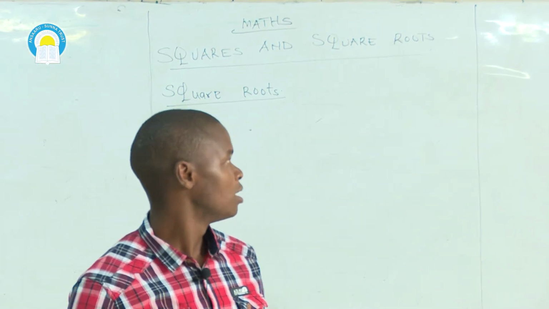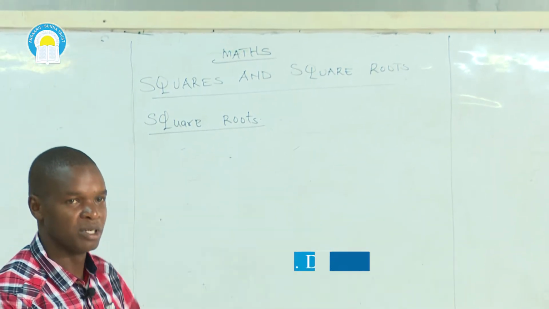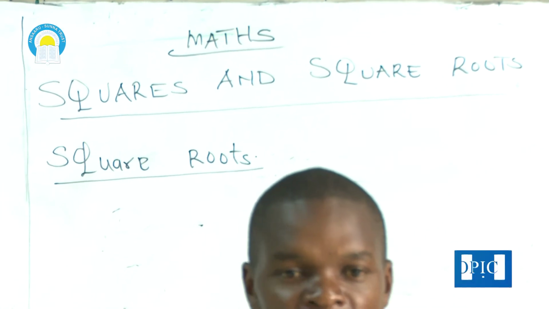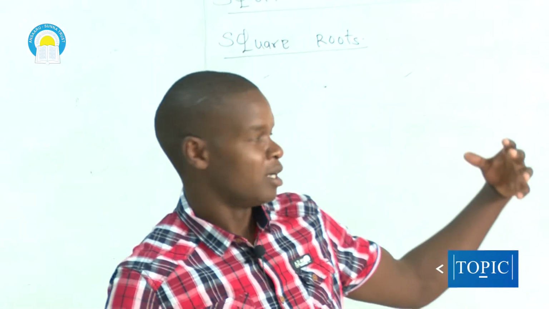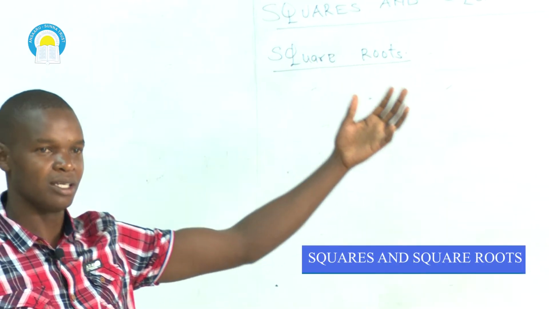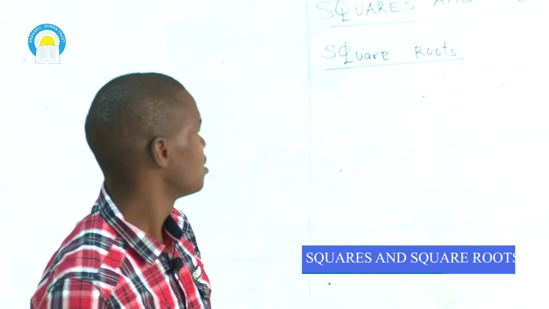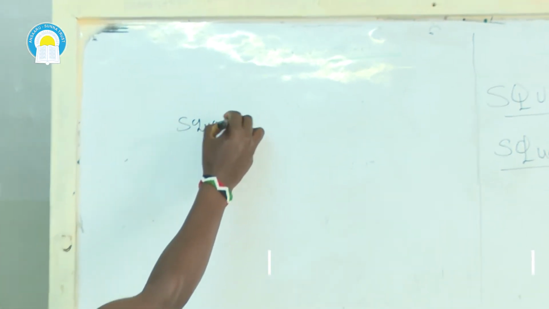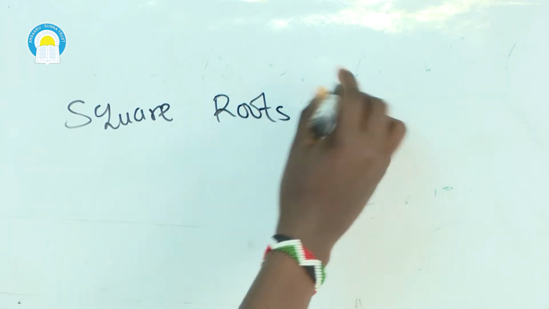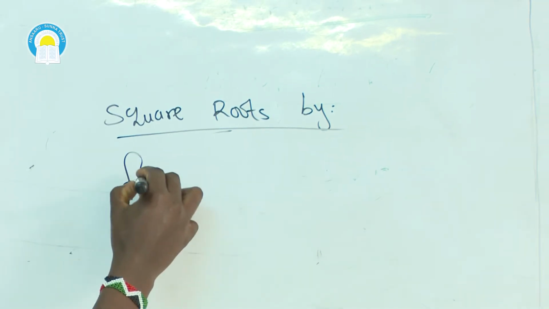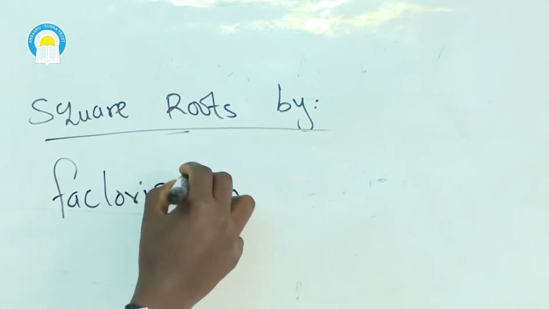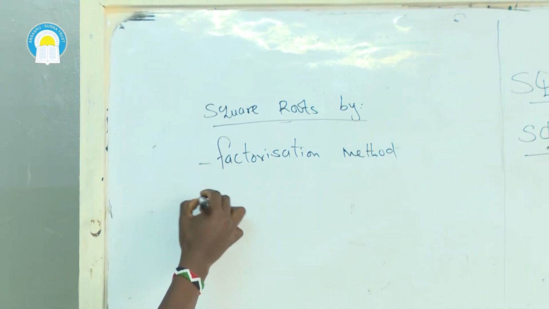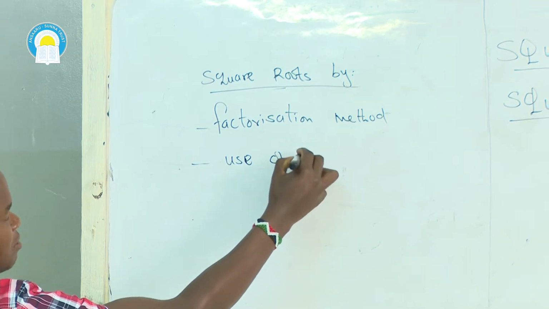I'm Denis Makori, a teacher of maths, and in the previous classes we have been covering this topic, squares and square roots, which is the 9th topic in Form 1. We have already done squares. Yesterday we did square roots, whereby we did some examples on how to find square roots of numbers, first by the factorization method. This is what we covered yesterday. We have also done finding the square root of numbers using mathematical tables.